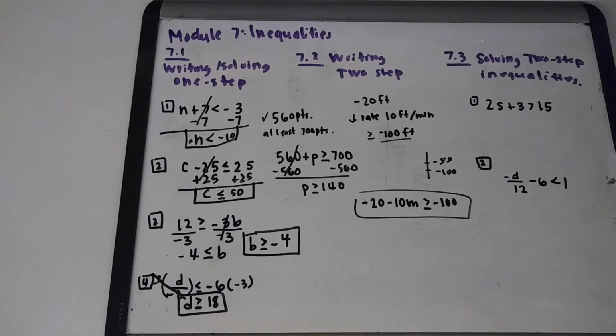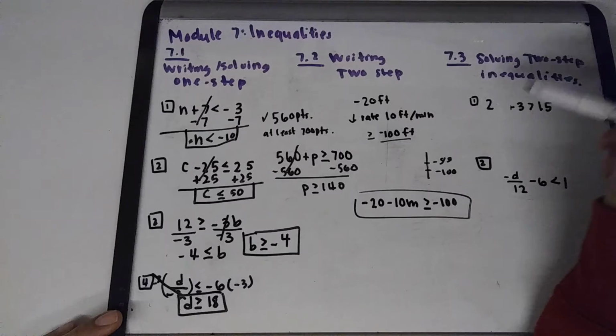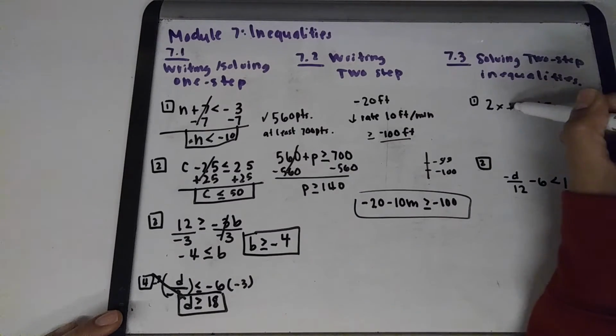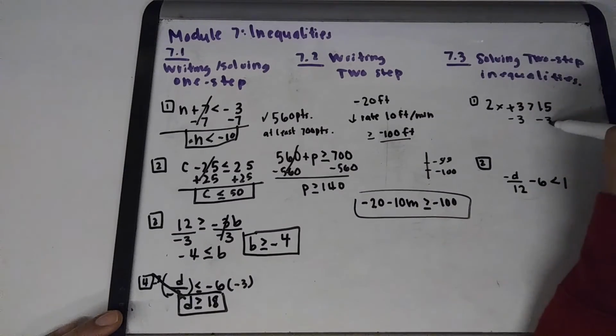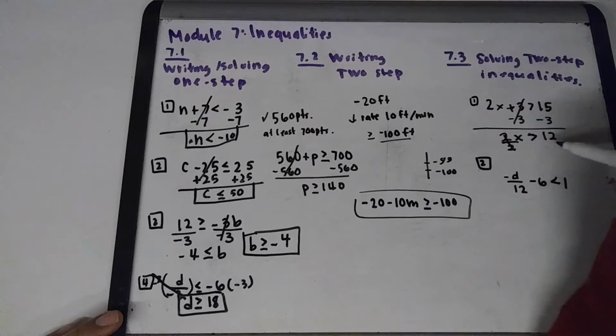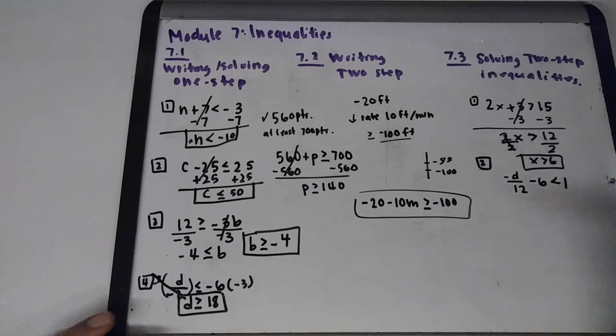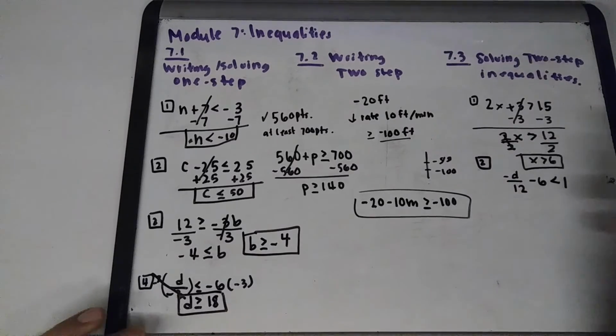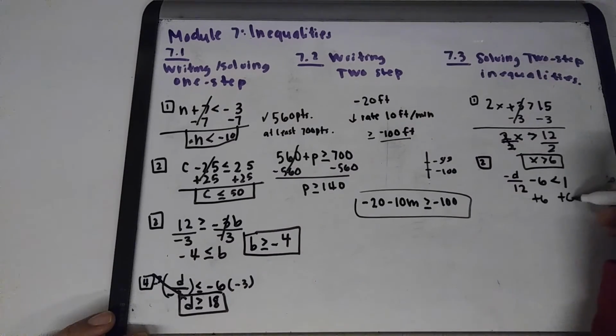Now, solving two-step inequalities. Again, I want to isolate my variable. Let me change that for an x, that way we don't get confused. So I'm going to move this one to the other side by subtracting. Then I end up with 2x greater than 12, divided by 2, divided by 2, x greater than 6. And I'm done.